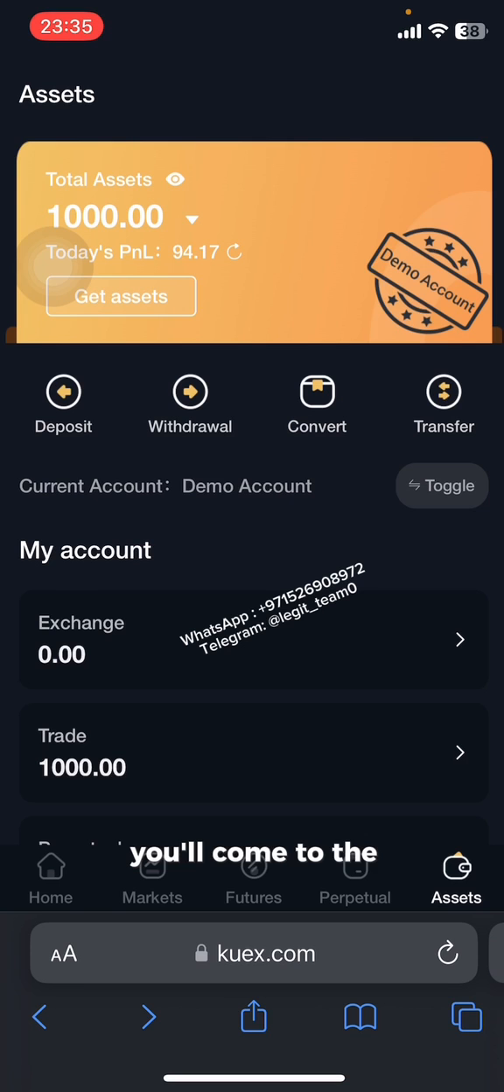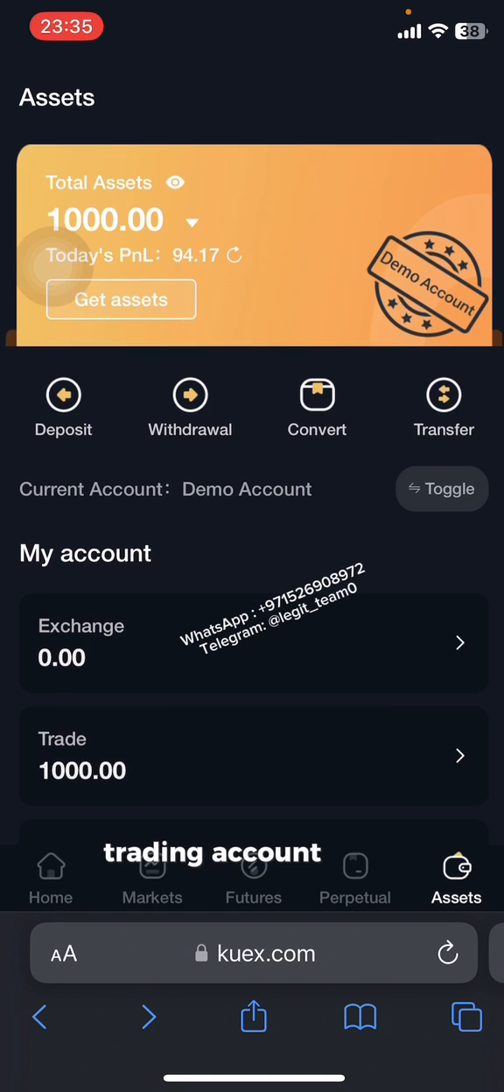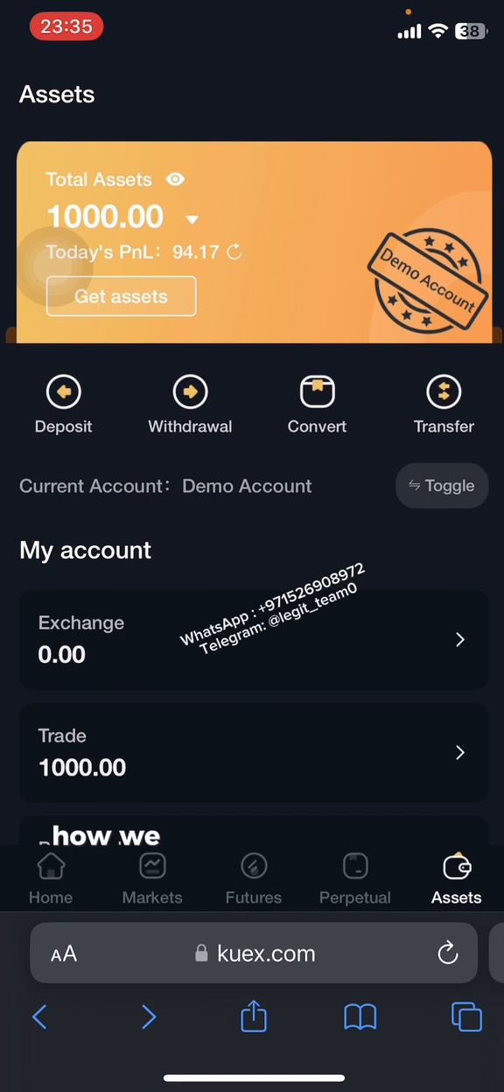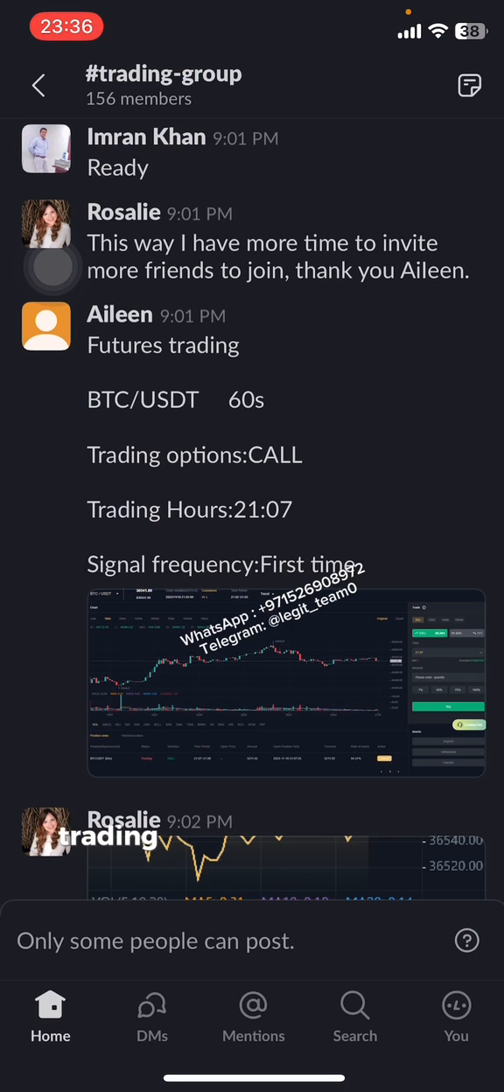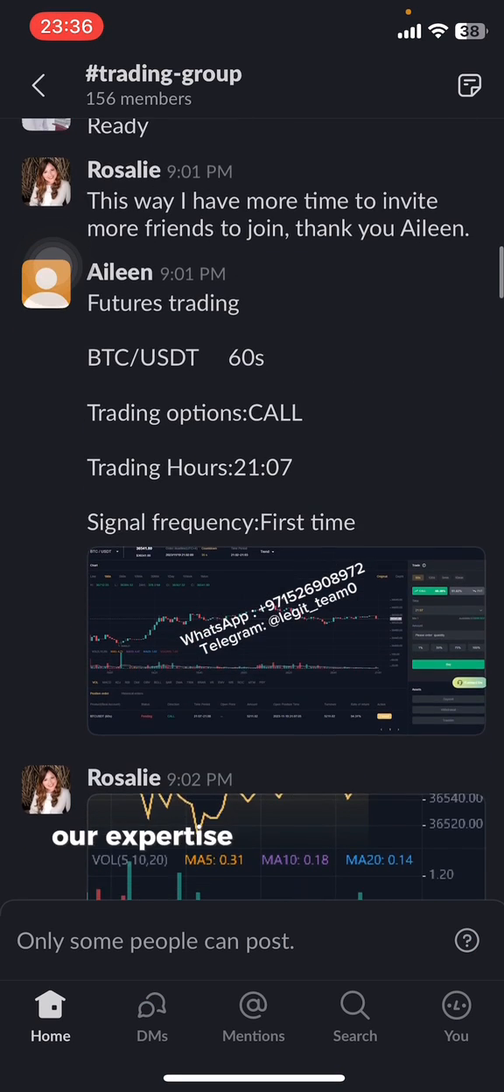Now let's come to the trading account again. I'll show you how we are getting support. We have a group, and I will add you after your real account is verified and after your deposit. Let's go, I'll show you some chat first. It's a trading group where we are sharing the signals. Our experts are sharing the signals.